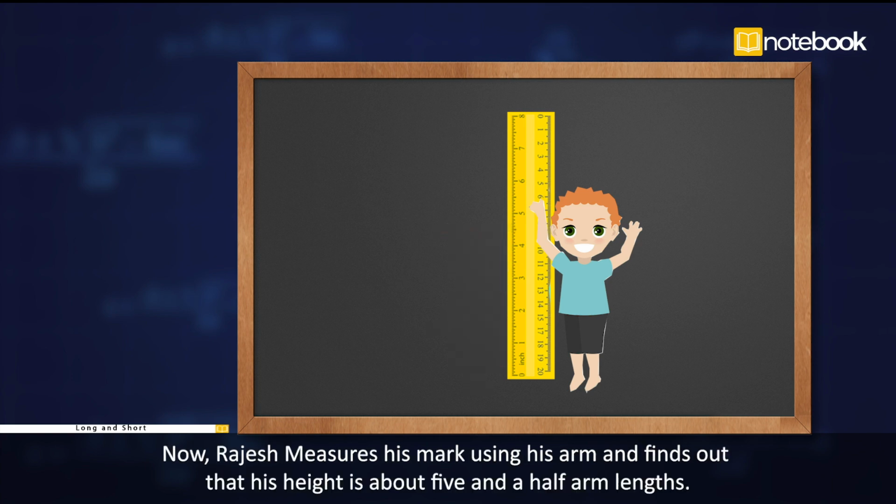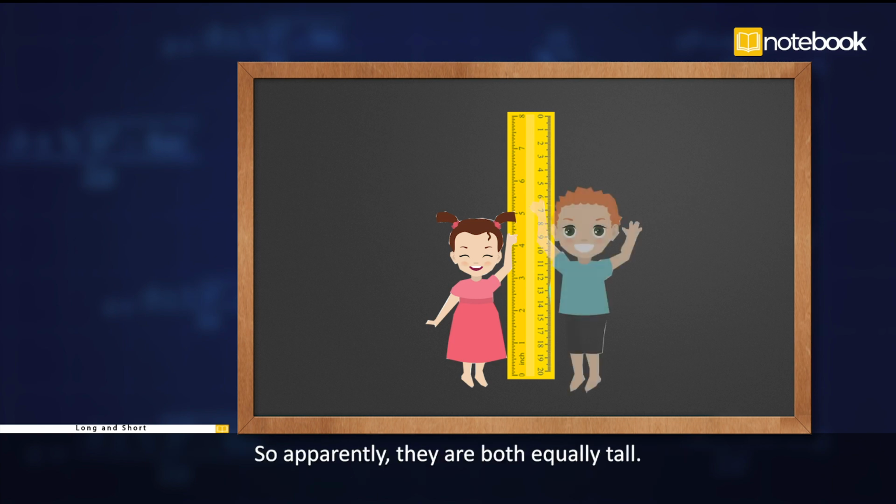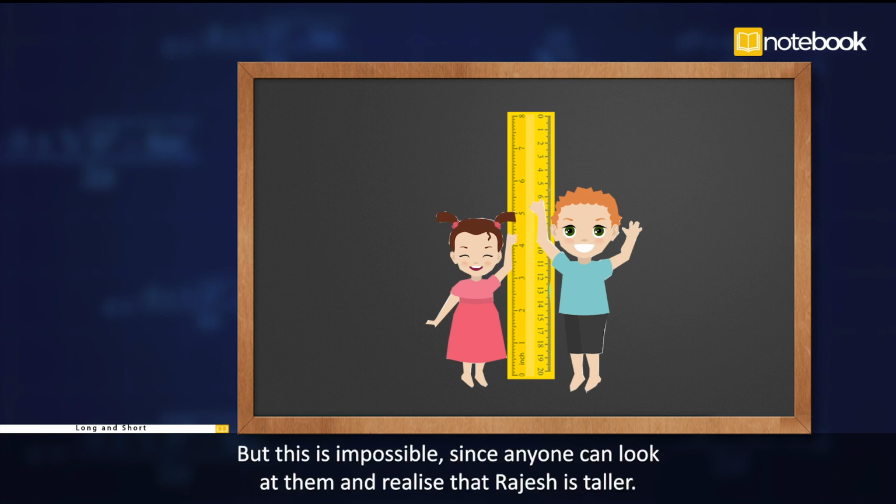Now, Rajesh measures his mark using his arm and finds out that his height is above 5.5 arm lengths. Then Mala measures her mark using her arm and finds out that her height is also 5.5 arm lengths. So, apparently they are both equally tall. But this is impossible, since anyone can look at them and realize that Rajesh is taller.